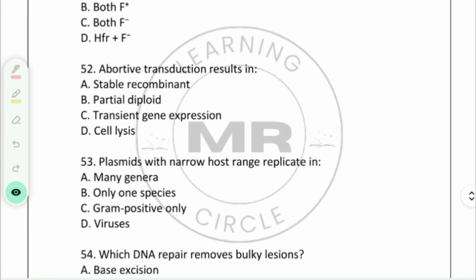52. Abortive transduction results in, options are A, stable recombinant, B, partial diploid, C, transient gene expression, D, cell lysis. Correct answer for this question is option C, transient gene expression.